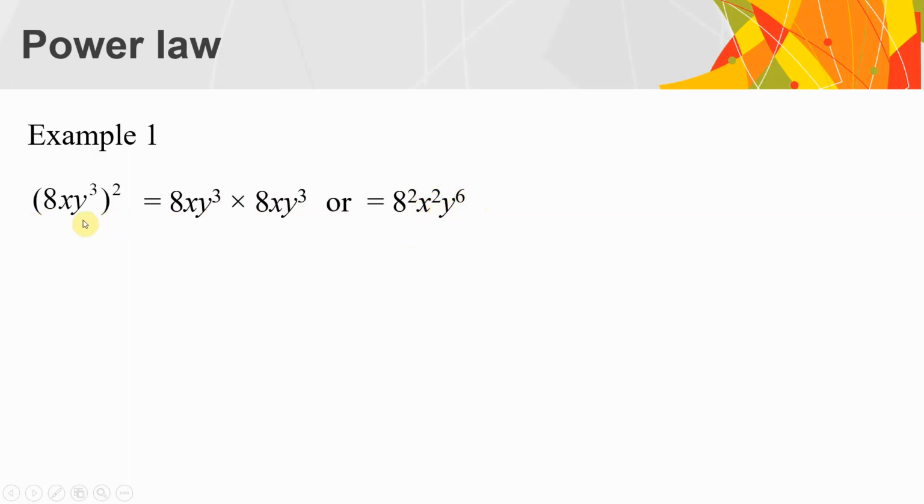So looking back here, using the power law, we can just multiply the powers. So x to the power 1 times 2 and then y to the power 3 times 2, we get this. But we need to simplify the number, so at the end we can rewrite it as 64x squared y to the power 6.